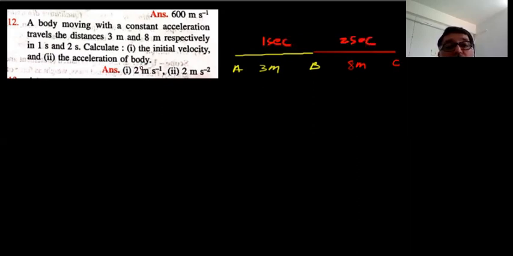Now we have to calculate what is the initial velocity and the acceleration. So we have to find what is the initial velocity and we have to find what is the acceleration. Now let's talk about A to B. What happens between A to B?